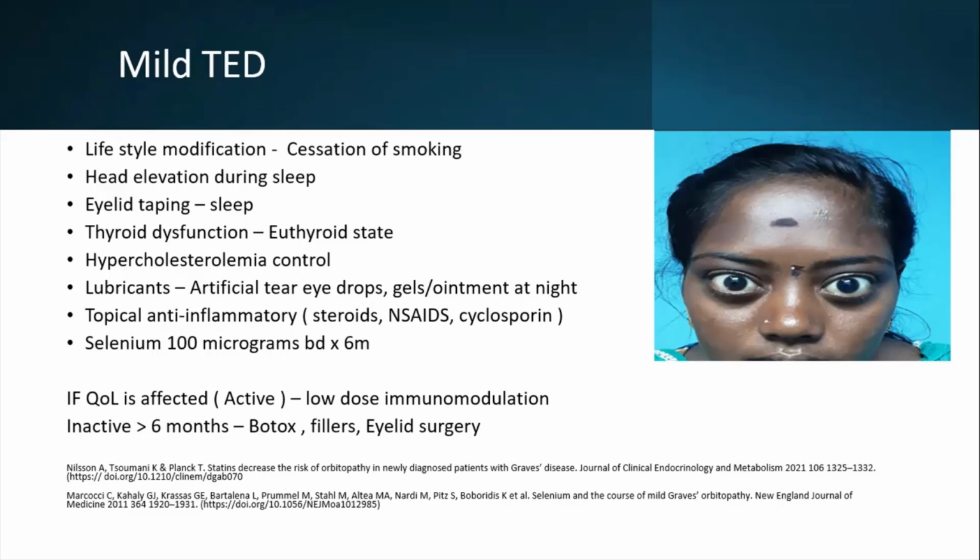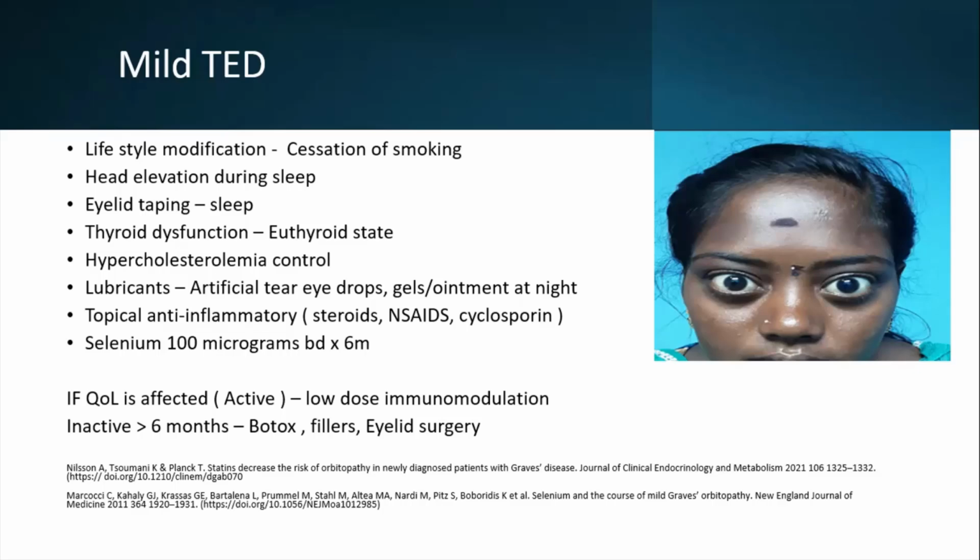So for these mild patients, we will use lubricants. In the morning you give eye drops and at night you give gels and ointments. Some patients might need topical anti-inflammatories, either steroids, NSAIDs, or cyclosporine can also be tried. And there are other studies which have come up. We use selenium, which is 100 micrograms BD for 6 months. This has also increased the response rate in those people being treated with management.